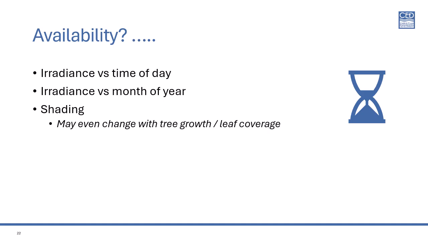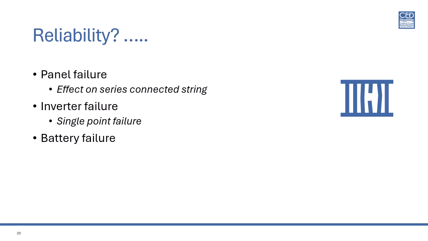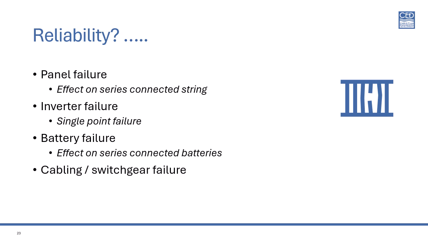In terms of system reliability, we may have a panel failure, and if we're using series connected strings of panels, then these will affect the entire string. If we have an inverter failure and we're using a single converter, this can lead to a single point of failure. And if we have a battery failure, this can cause problems if we have series connected batteries. Finally, if we have switchgear failure or cabling being gnawed away by rodents, this also could cause an outage.